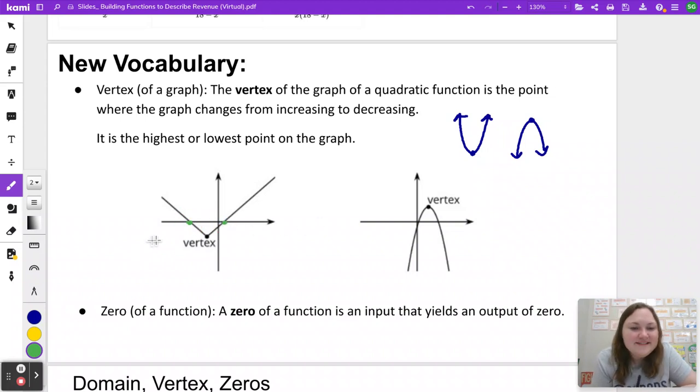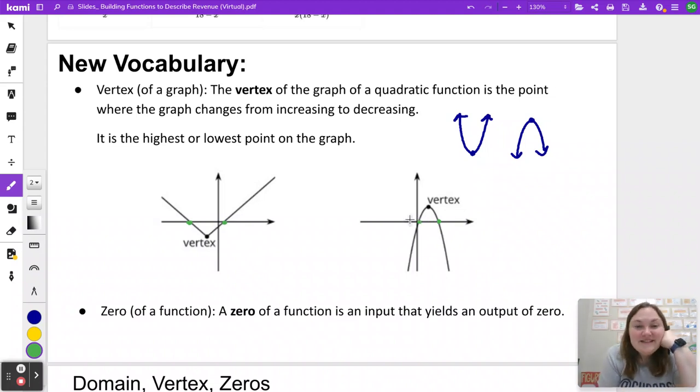I know those are the zeros because it's where the y-coordinate or the output is 0. And similarly, for this parabola here, these 2 points would be your zeros. I know that because it's points on our x-axis where you don't have to go up or down, right? The output or that y-coordinate would be 0.